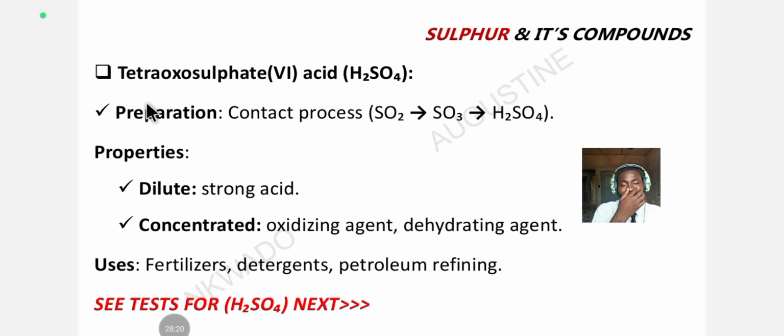Alright, now let's look at tetraoxosulfate(VI) acid. Tetraoxosulfate(VI) acid is prepared through an industrial process called the contact process. Through this process, sulfur(IV) oxide is oxidized and it forms what? Sulfur(VI) oxide. Immediately sulfur(VI) oxide is formed, trioxosulfate(IV) is also formed. And it's this that now forms something called oleum.